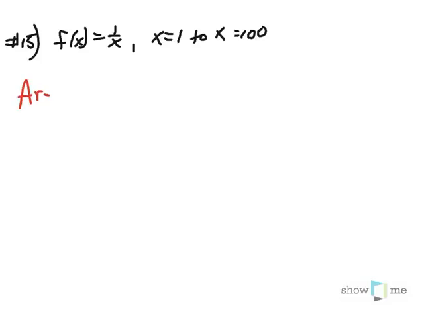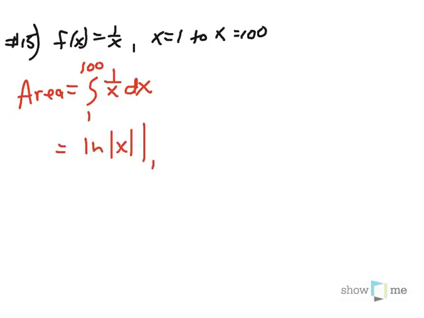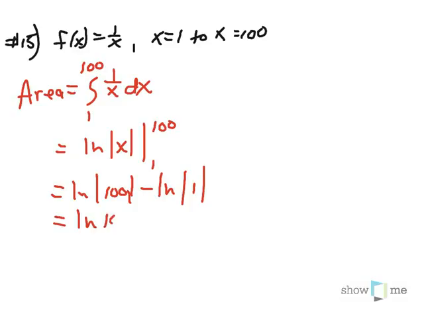Number 15, we're supposed to find the area under the curve on the given interval. The interval is from 1 to 100. Integrating 1 over x, that's a special rule. It's natural log of the absolute value of x. We're evaluating it from 1 to 100. So we're going to replace the x with 100, subtract from it, replacing the x with a 1. The absolute value of 100 is 100. The absolute value of 1 is 1. Natural log of 1 is simply 0.